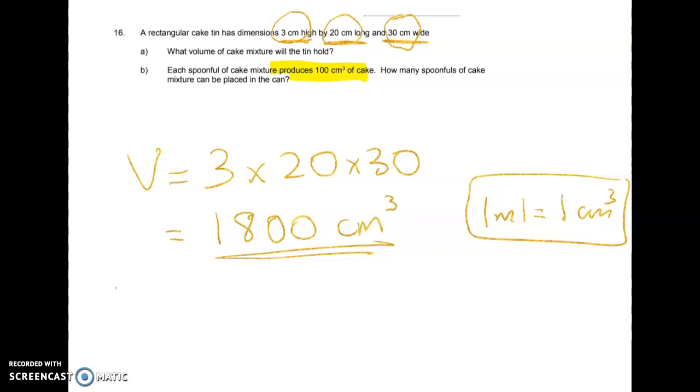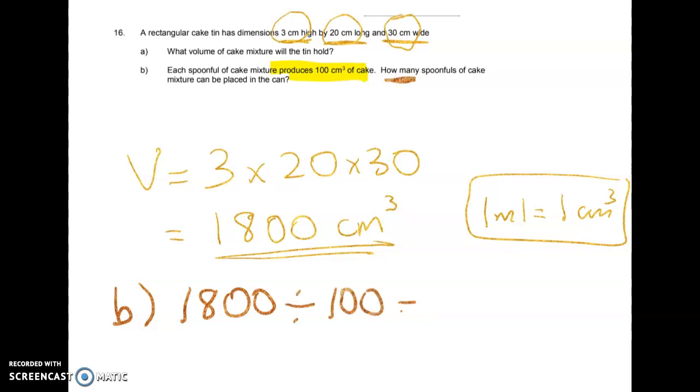Never mind, it's still a good question. So what do I have to do? Well, I've got the total volume, 1,800 divided by 100. So it's a how many question. So 18 spoonfuls, if you don't eat any while you're making it. Right, on to the relational questions.